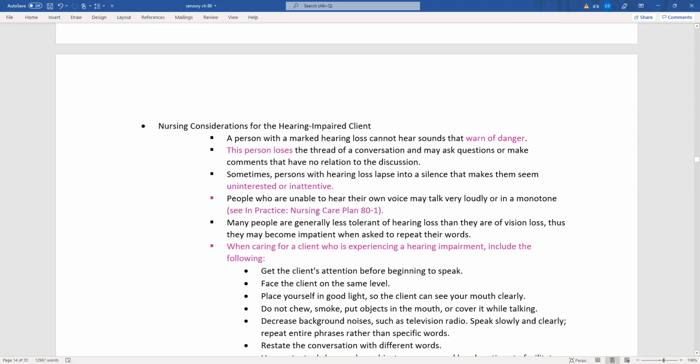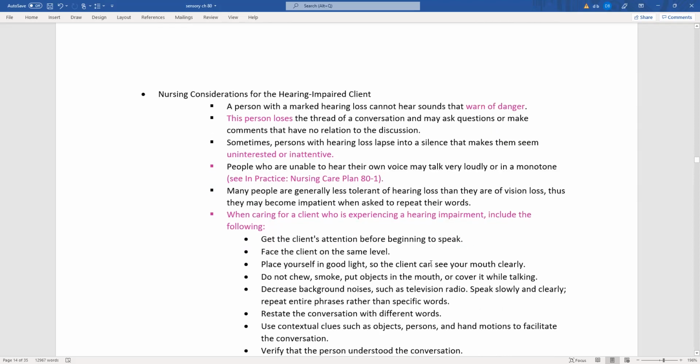So many people are generally less tolerant of hearing loss than they are of vision loss. Thus, they may become impatient when asked to repeat their words. So y'all can handle the person that can't see, but y'all impatient with the person that can't hear. You know what I'm saying? Like, why do they do that? But anyway, when caring for a client who is experiencing a hearing impairment, this is what you want to include.